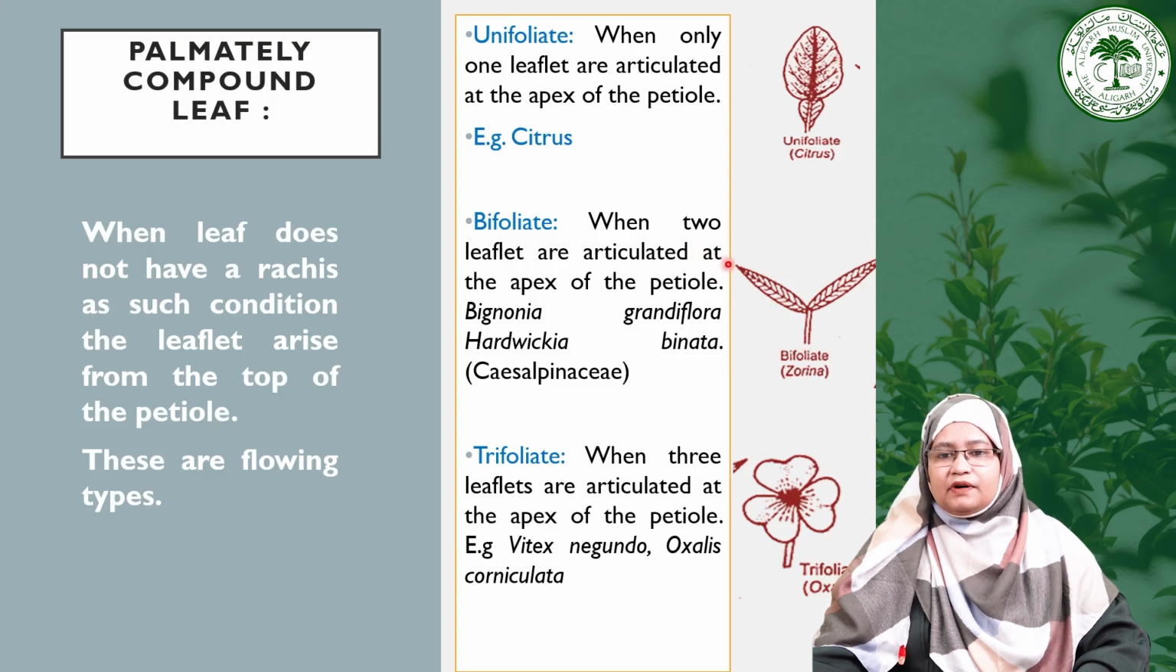This one has the bifoliate, two leaflets articulated at the apex of the petiole, that is called bifoliate, as in the case of Zornia, Bignonia, Hardwickia, in the Caesalpiniaceae family. Then in the case of trifoliate, there will be three leaflets articulated at the apex of the petiole. So you can see in the case of Oxalis and Vitex, they have three leaflets at the apex of the petiole.